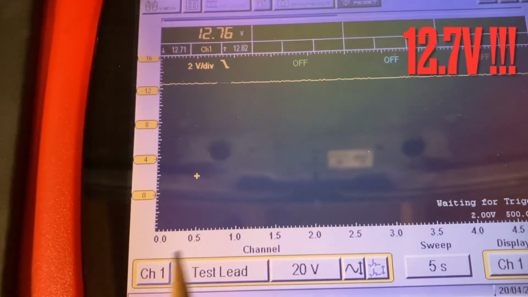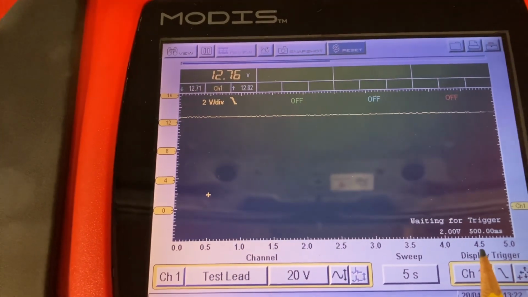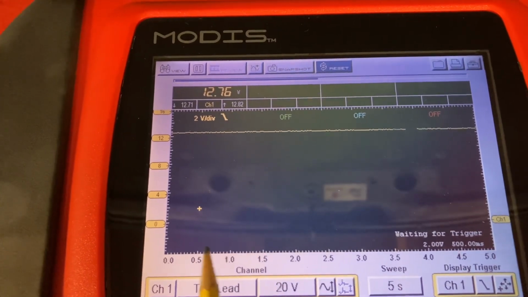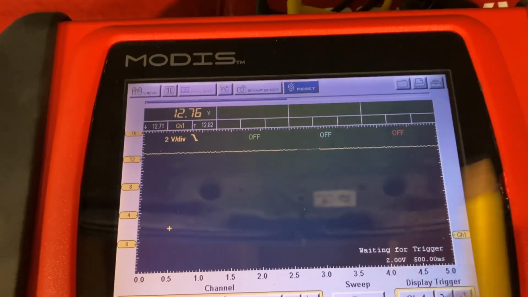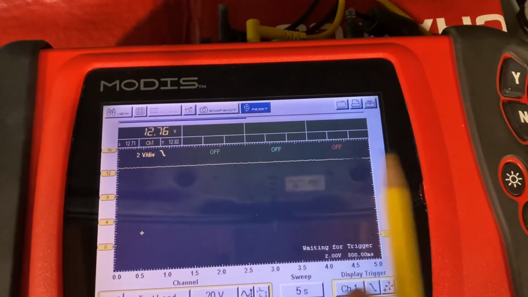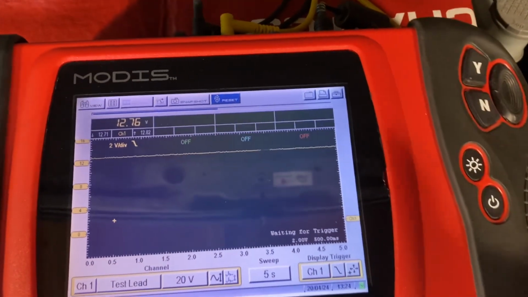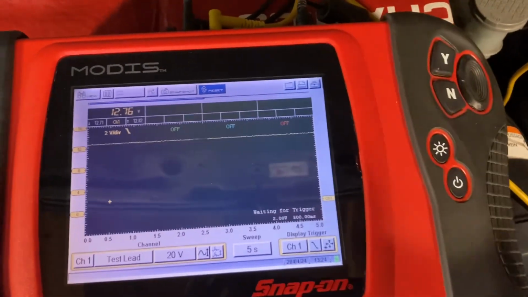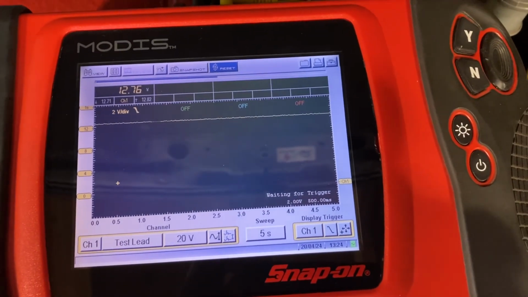I have quite a long time base on here, guys. Snap-on does the entire screen, not per division. So it's a 5-second screen. Maybe you can see the trace actually going across here. And I have this long time base in the interest of making the demonstration clear. The battery statically is always going to be in and around 12.7 volts, guys. Let's say 12.5 volts for simplicity, unless the alternator is running, right?